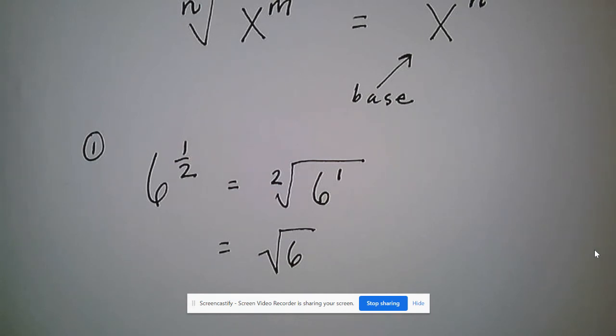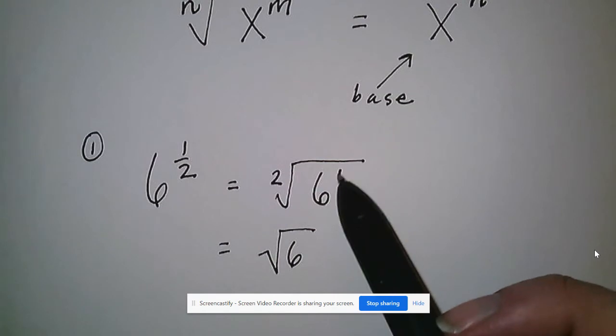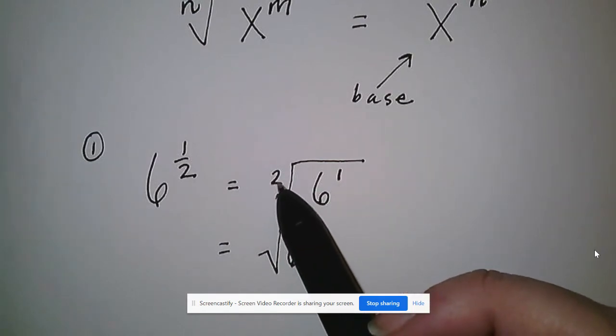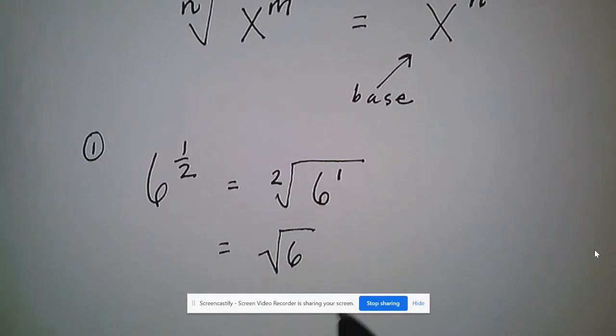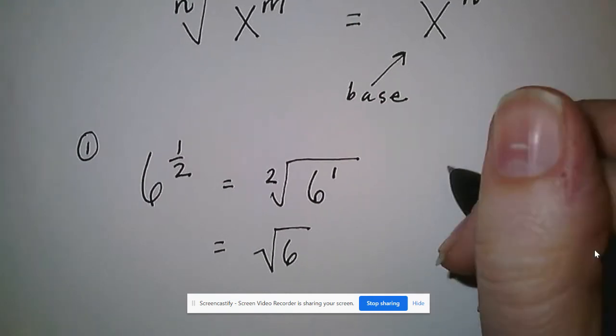That's it. You're just going to actually see the square root of 6. Okay. Now, does that happen all the time? No, that happens when we have an exponent of 1 and an nth root of 2. That's what the simplest form would look like. All right, so number 2.